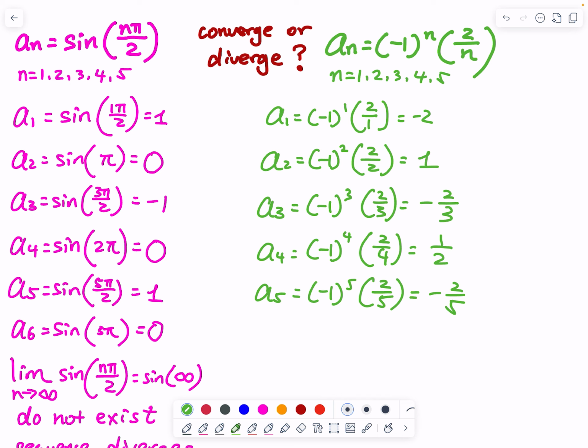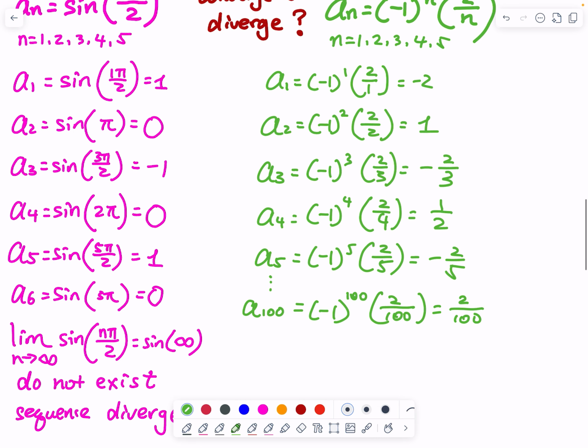And then, okay, let's try something big. Let's try 100. Okay, my palm keeps tapping on that and changing the color. -1 raised to the 100th power, 2 divided by 100. You can leave that as 2 divided by 100. So what happens when n becomes very large?